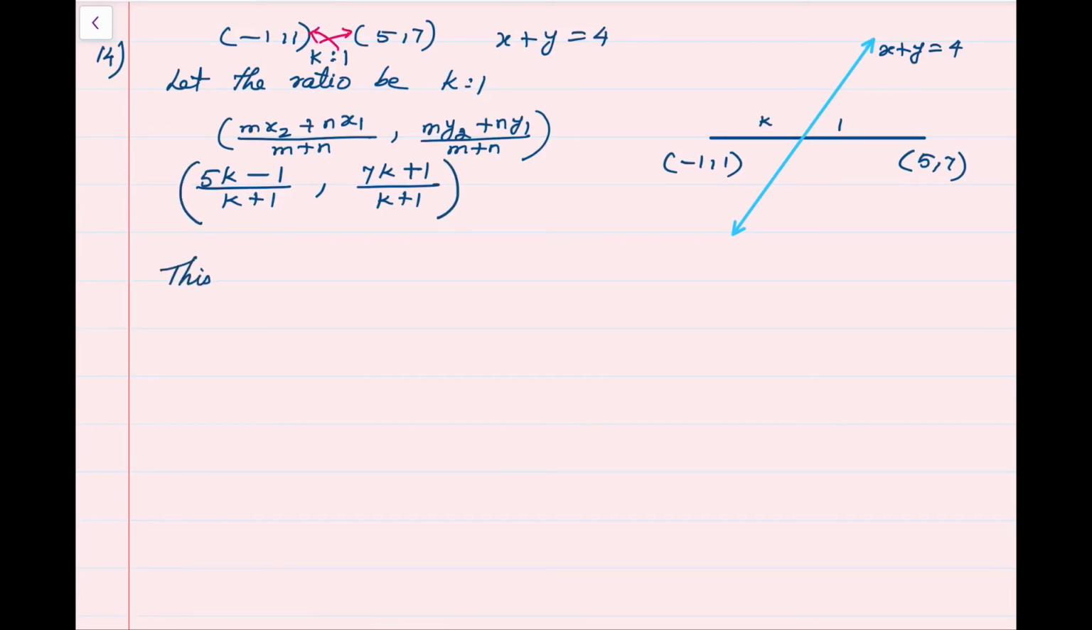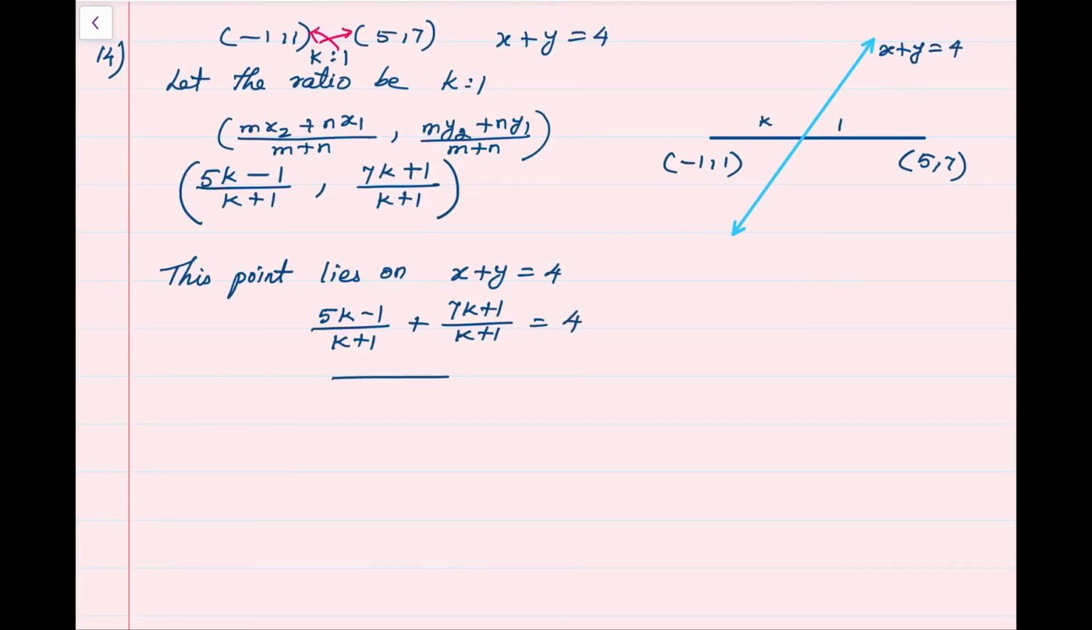And this point lies on x + y = 4. So, this point should satisfy this line equation. We will substitute the coordinates for x and y. (5k - 1) divided by (k + 1) plus the y coordinate (7k + 1) divided by (k + 1) is equal to 4.